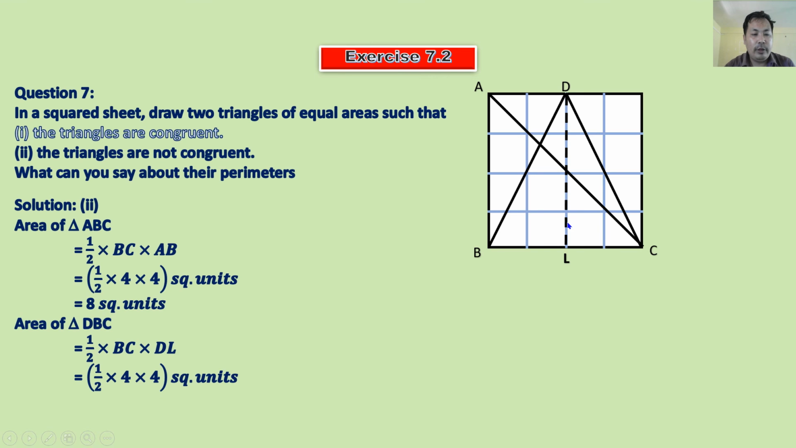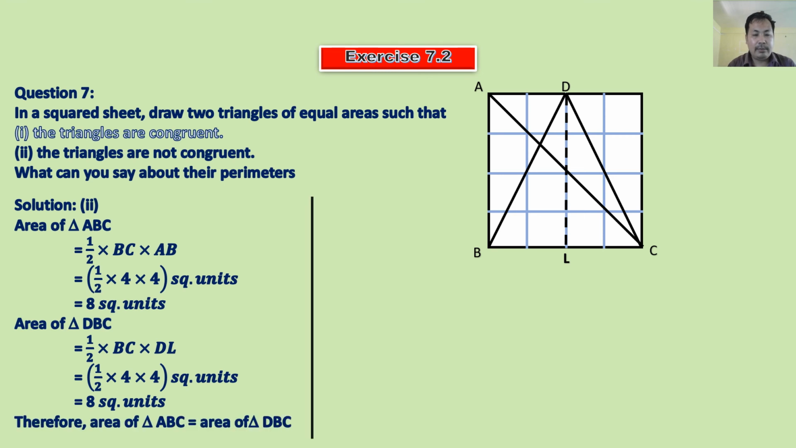That means half into 4 into 4. You see here the base BC also has 4 units, 1, 2, 3, 4 units, and the height, that is the altitude DL, will also have 1, 2, 3, 4 units. That means half into 4 into 4 gives again 8 square units as the area of DBC. From this we found that the two triangles have the same area, isn't it? Therefore the area of triangle ABC is equal to the area of triangle DBC.